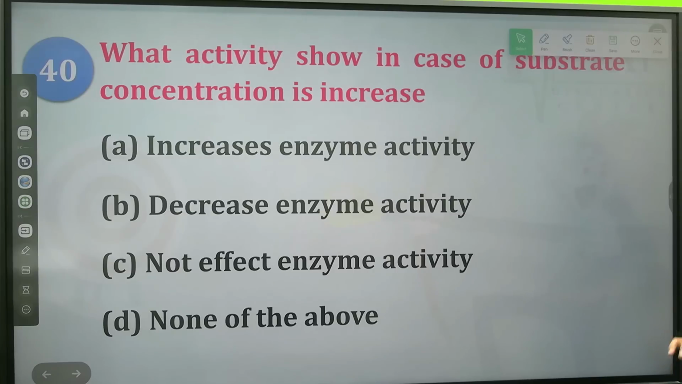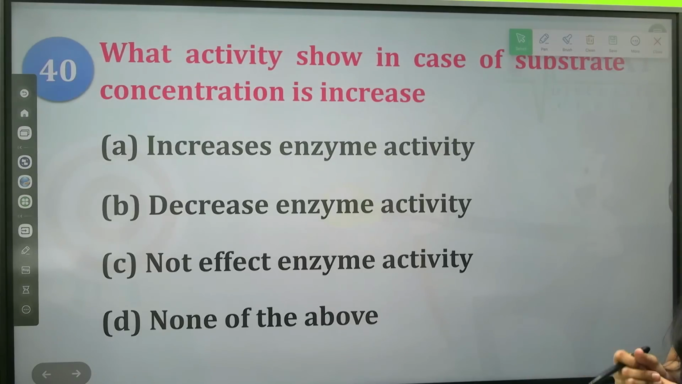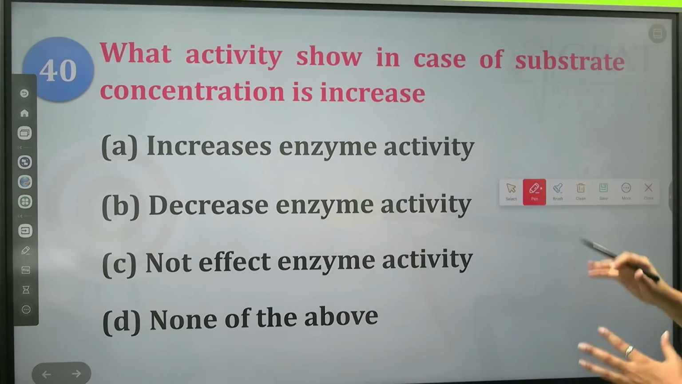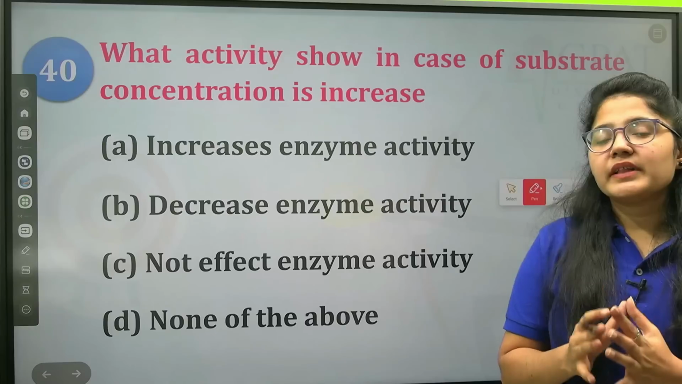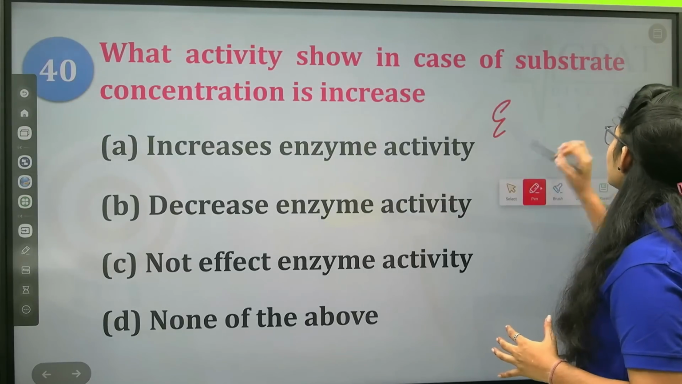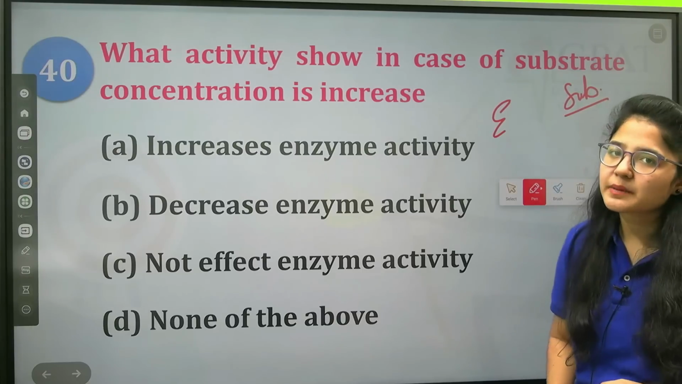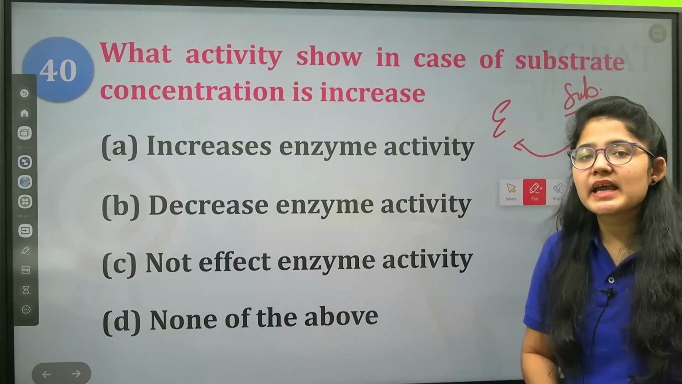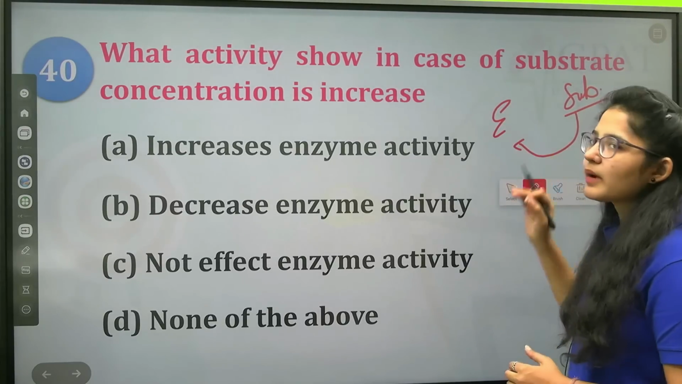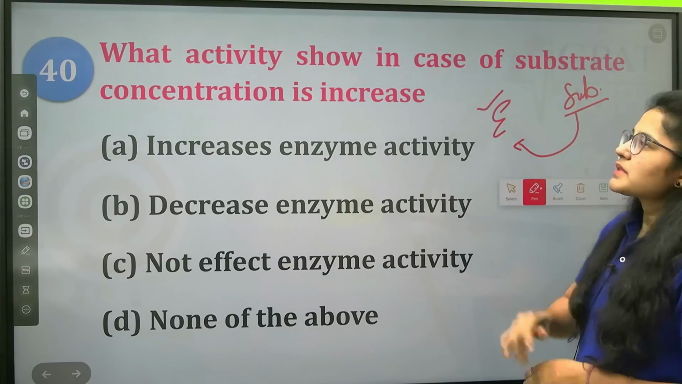What activity is shown when substrate concentration is increased? The correct answer is that the enzyme is actually responsible. You can understand: this is the enzyme, this is the substrate. If you have the maximum amount of substrate, it will make a complex with the enzyme that is known as the enzyme substrate complex. And if you have limited substrate, then what will happen? All the enzymes are not utilized.